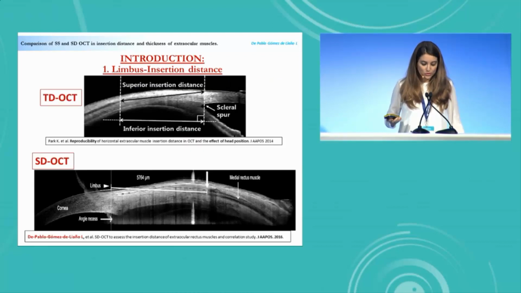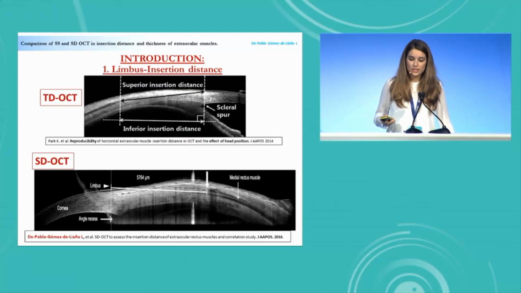Afterwards, good reproducibility of the limbus insertion distance measurements using OCT was observed. Most of the authors employed time domain OCT, which offers low-resolution imaging that has been superseded by the spectral domain OCT, as you will notice comparing it with the image at the bottom, which was reported by our group.